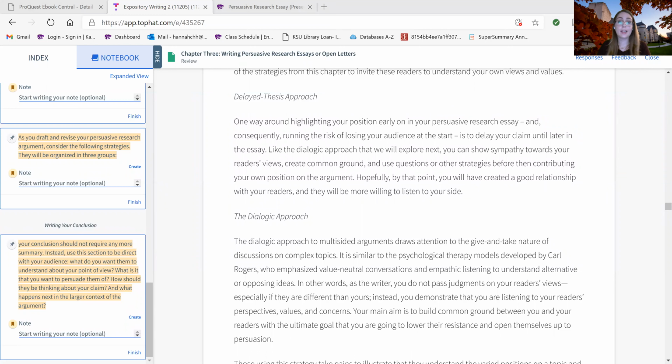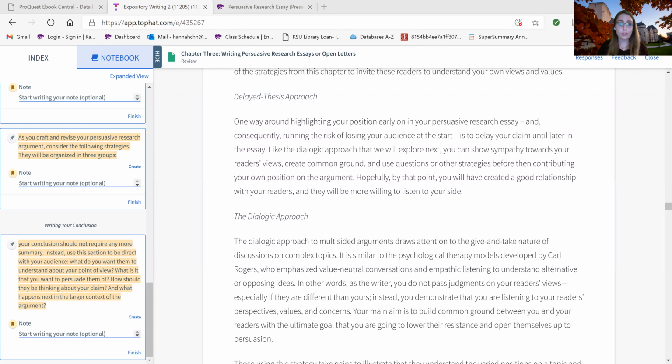This still means that you will use a delayed thesis of a sort. Your thesis will not be in the intro. It will never be in the intro for the persuasive research essay. That is not encouraged. It is not the most persuasive strategy.